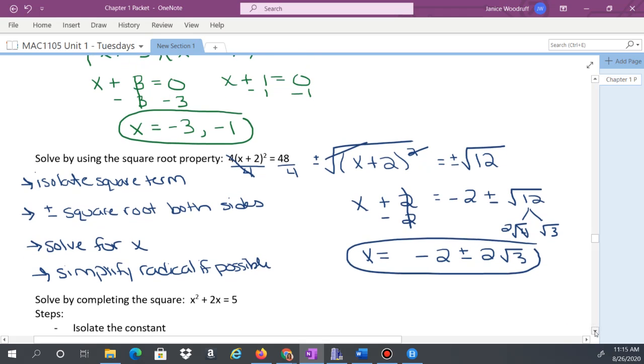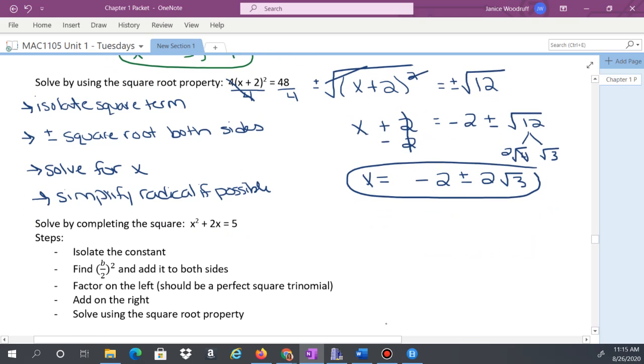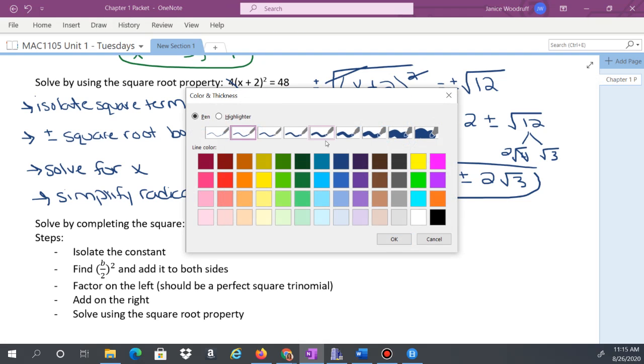All right, completing the square, this is new. So I've got the steps on here for you. I'll give you a second to finish this one, and then we'll go on to, we'll do bright pink.